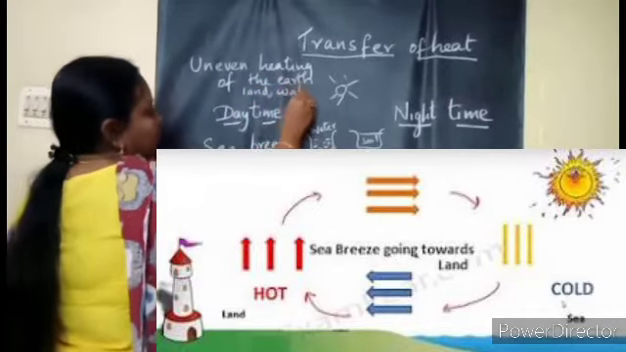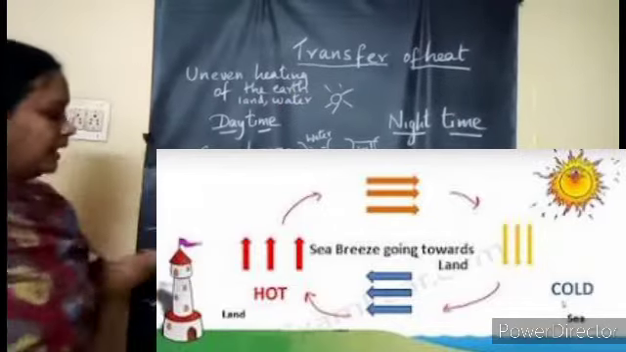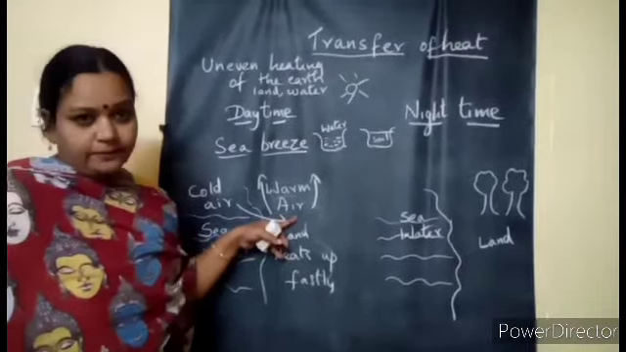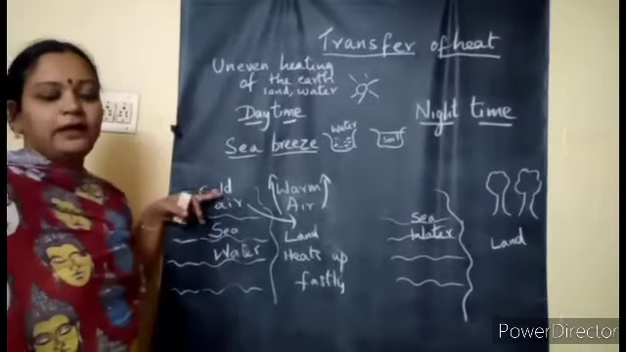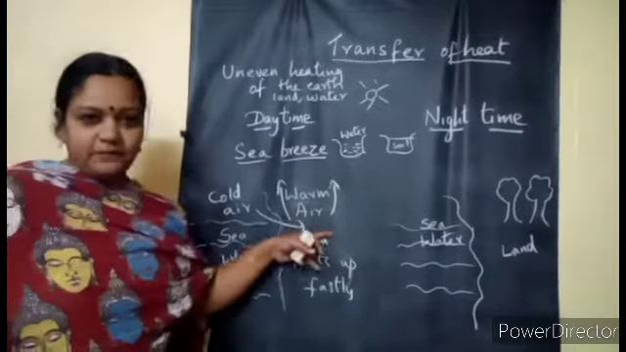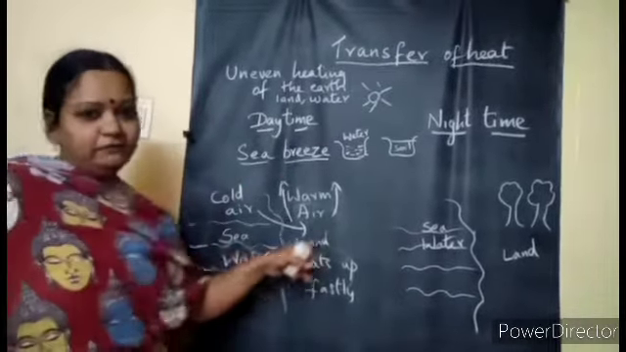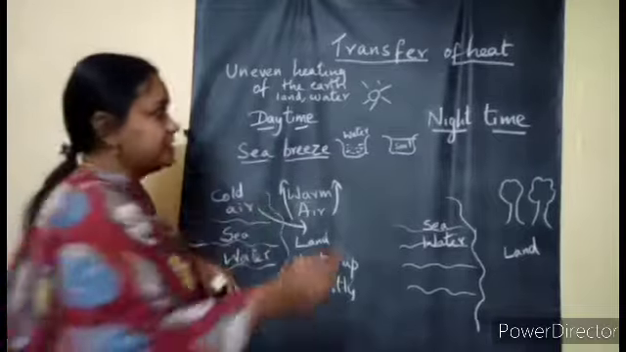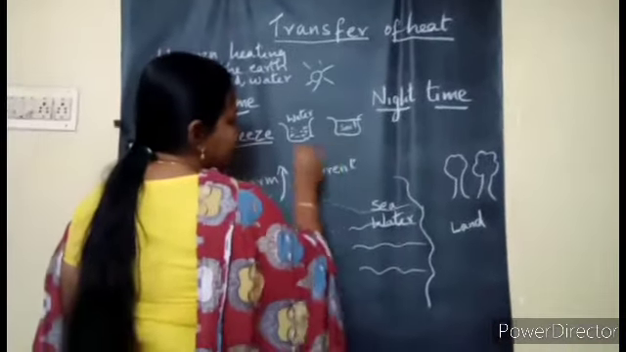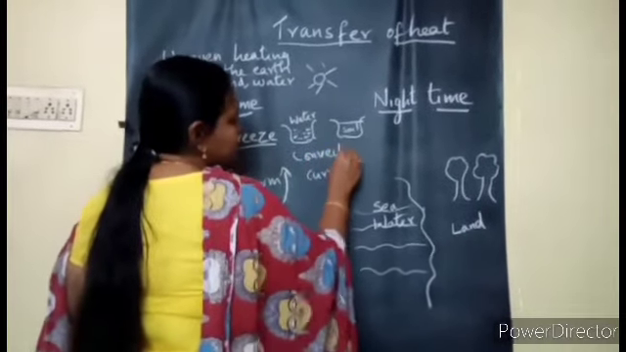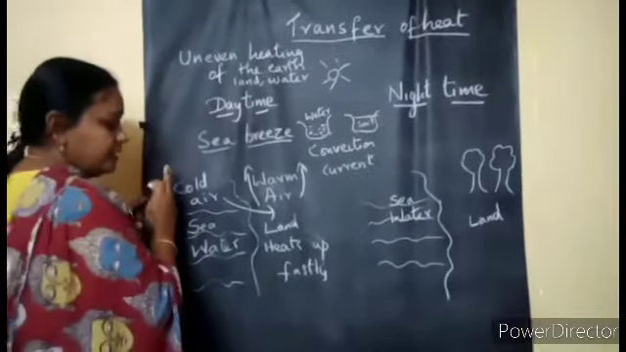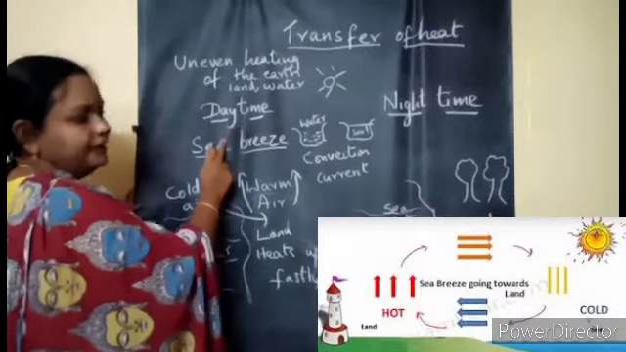Land, water. So in what way is it happening? Above the land, the air gets warmer. Above the water, the air is colder. Warm air rises up. Cold air will occupy that place. So this is like a convection. Convection current. Current means moving. The convection current is set up, and because of this, the breeze will blow from the sea to land during the daytime.